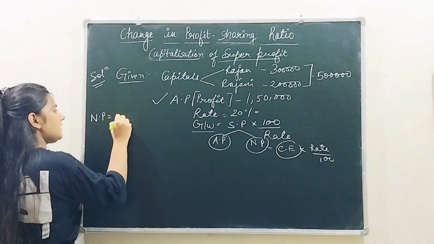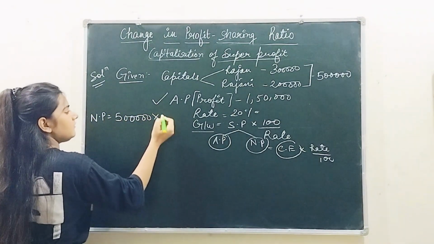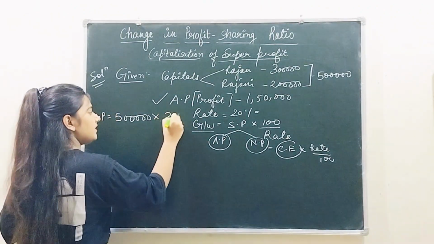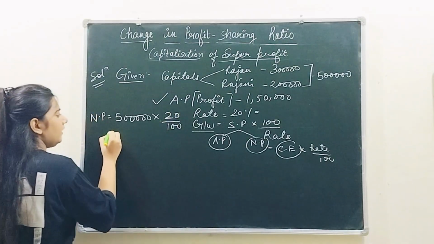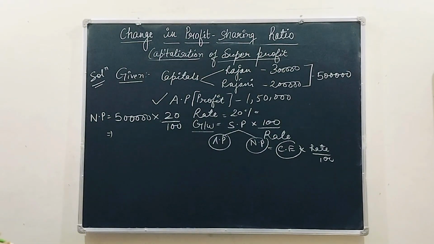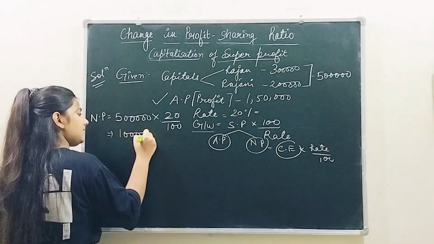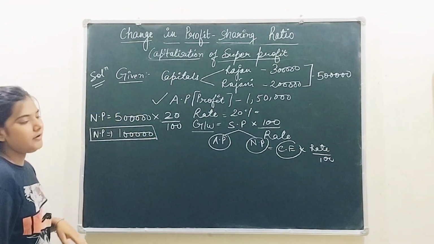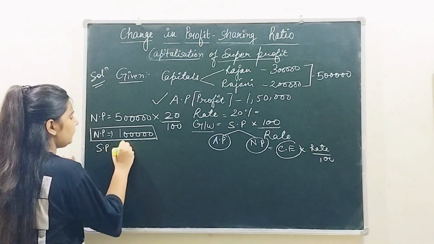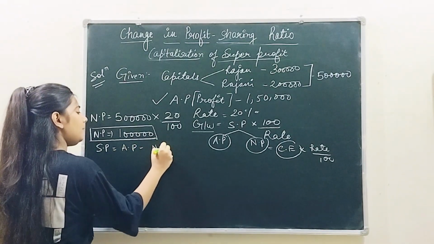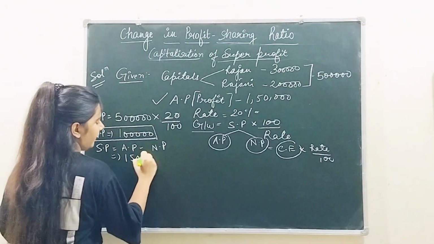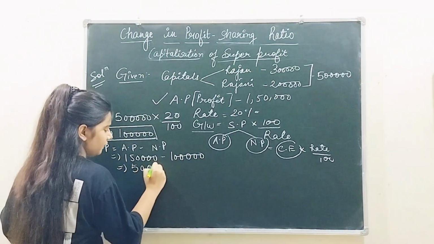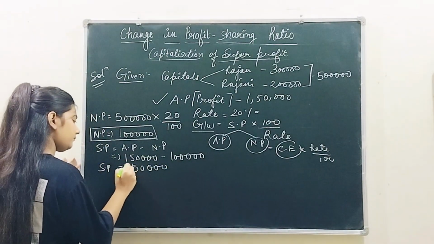So calculate your normal profit. The normal profit is basically 5 lakhs multiplied by your rate, which in this case is 20, divided by 100. How much normal profit is coming in this case? Normal profit is coming out to be 1 lakh. You have your normal profit, you have your average profit, simply calculate your super profit. AP minus NP, which in this case is 150 minus 1 lakh. So it is giving you 50,000 super profit.